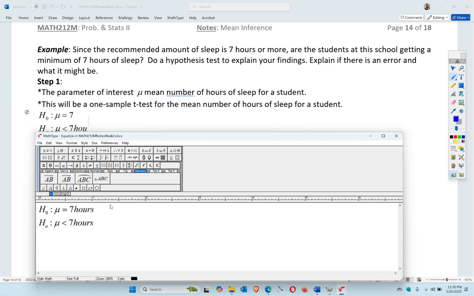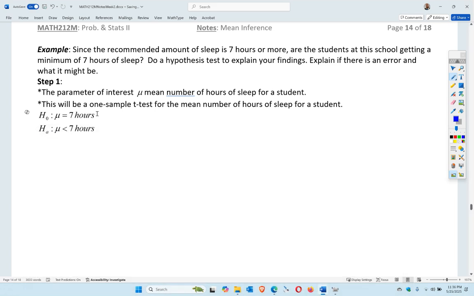You're like, well, we never labeled these before. Well, yes. When you did proportions, they were just proportions, right? They didn't need a label. These are means, so they're nouns, so you need a label. Okay, so that's what we're doing. Okay, all right, step 2.